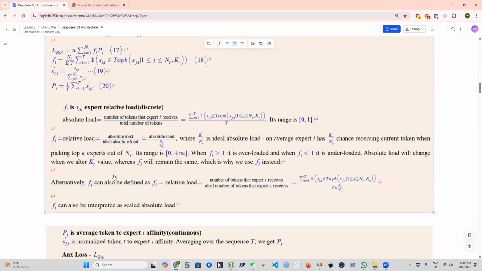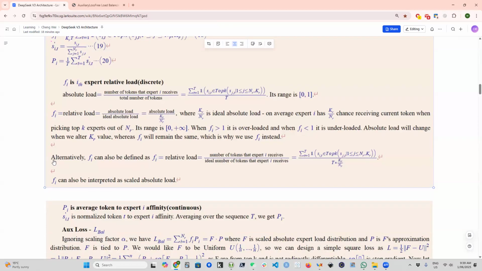So why do we favor this relative node instead of the absolute node? I think we can see now. The absolute node will change if we alter K. But a relative node, like the standardized value, is relative. It's like you remove the unit, right? It will not change. Yeah, it will not change. Okay.